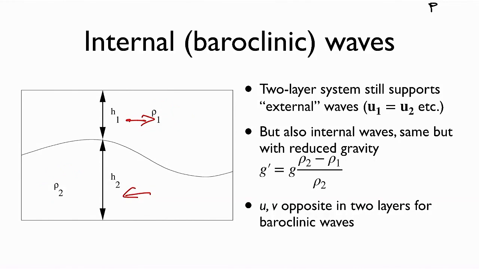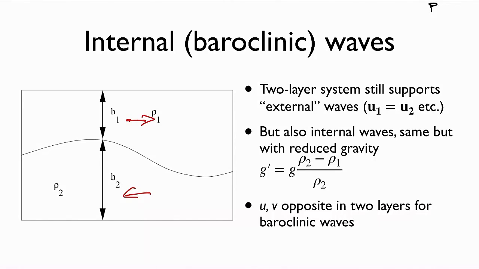So it turns out that if you have this 2-layer system, it still supports the same waves we had before, with both layers doing the same thing together. That's a solution. That works. So everything we learned before, it still applies. But then you have the baroclinic modes, where they're doing the opposite.